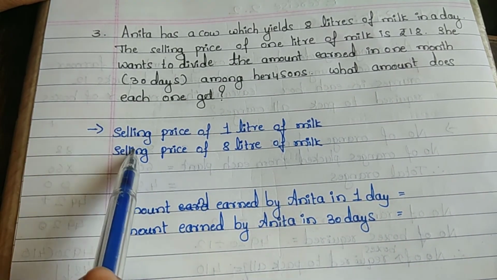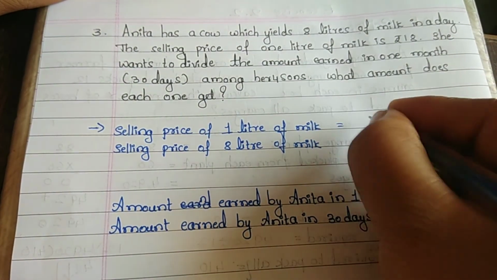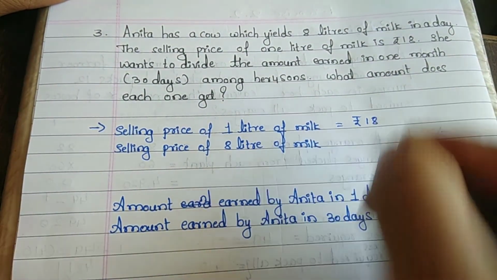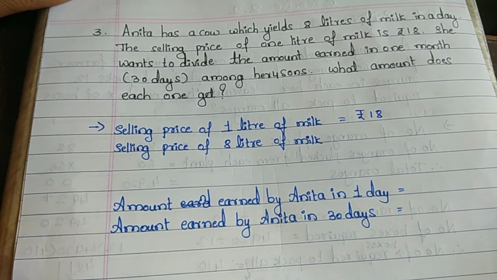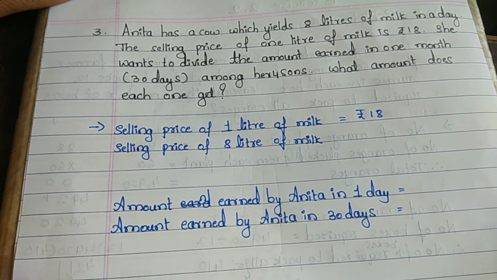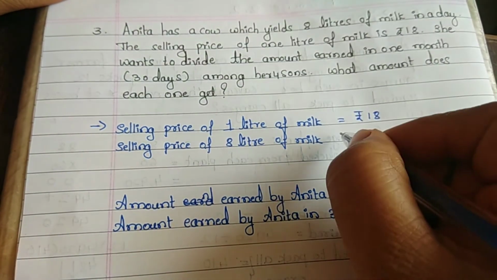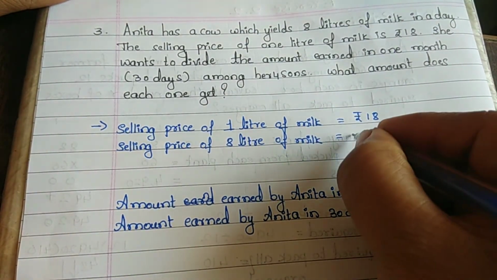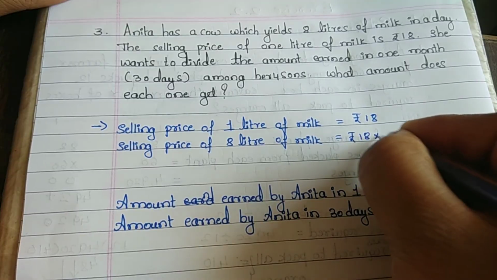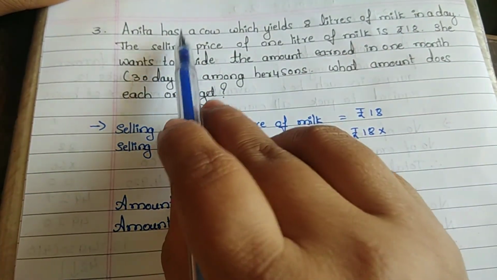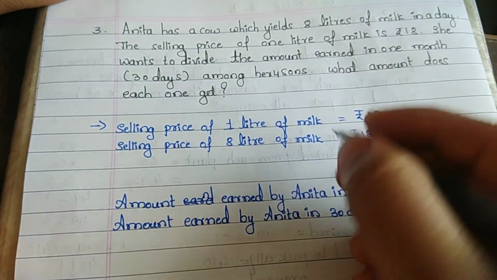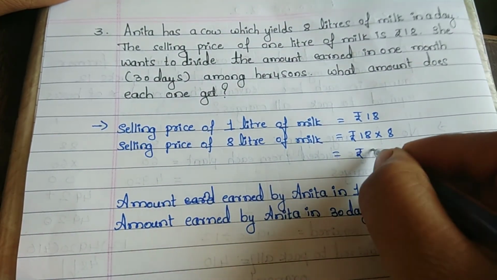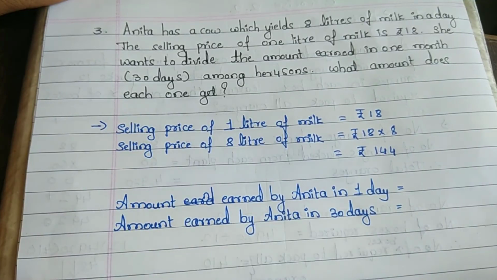First you write down the selling price of 1 liter of milk. How much is there, you tell me? 18 rupees. Okay. The selling price of 1 liter of milk is 18 rupees. Then selling price of 8 liters of milk, you should find out first the total amount. 18 rupees into how many liters? How much does that cow yield per day? 8 liters. Then 18 8s are how much? Rupees 144.